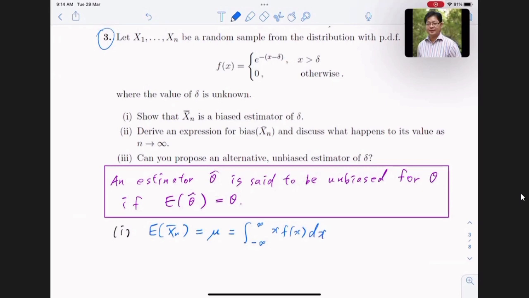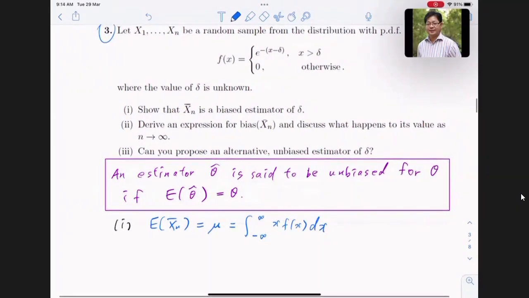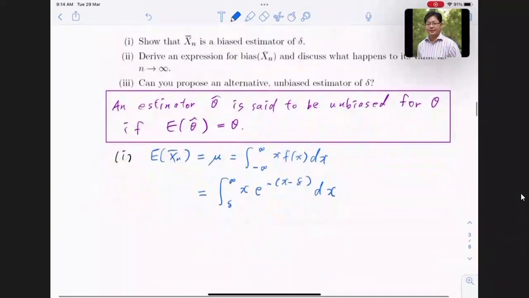This is the general formula to find the population mean. The integral is x multiplied with the probability density function, integrating with respect to x. So we substitute the probability density function into the integral, and the integral range will be the range of the distribution. In this distribution, x must be greater than delta, so it will start from delta to infinity. The rest will be just an integral problem, and I suppose that you know how to do this integration.